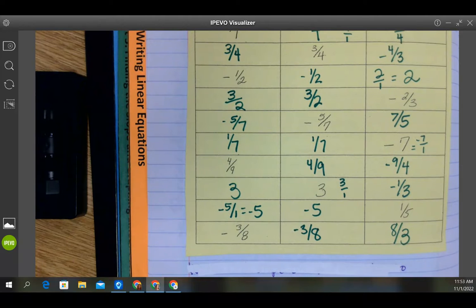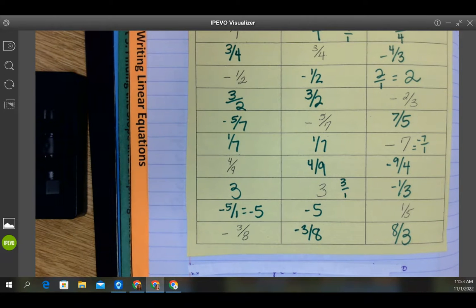So on your Delta Math assignment, it'll either ask for parallel or perpendicular. Make sure you write either keep or flip change on those so that you know what to do.